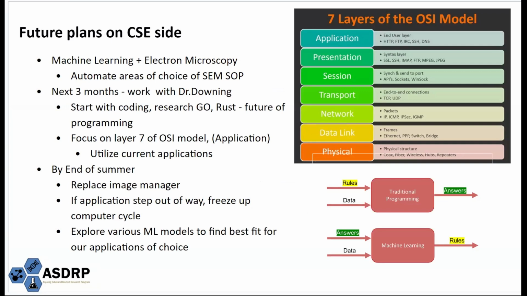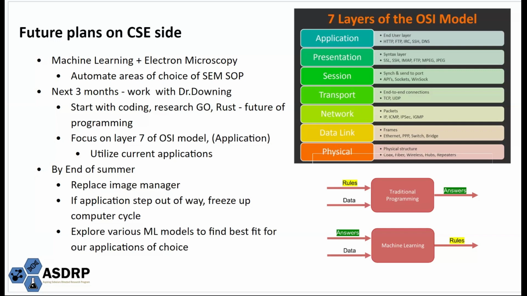Mostly, we'll be focusing on layer 7 of the OSI, or Open Systems Interconnection Model, also known as the application layer. This is where we're going to use current applications and technologies to go into our SEM process. This is important as we want to make use of the current automated parts of the machine. That way our focus can be tuned in onto one portion.